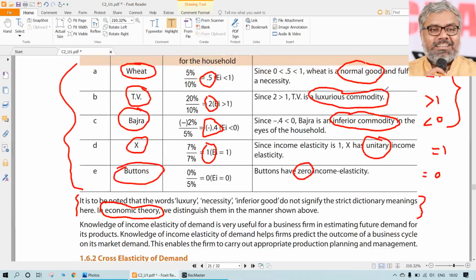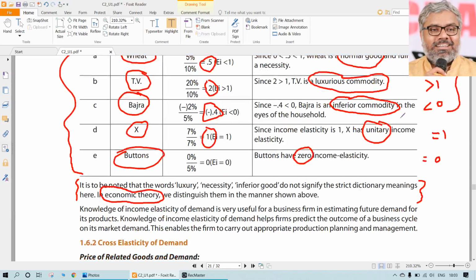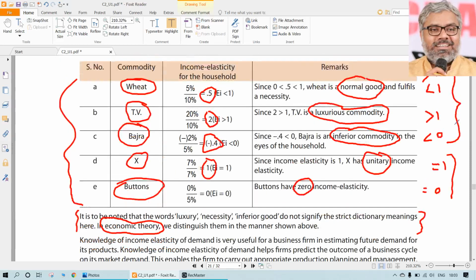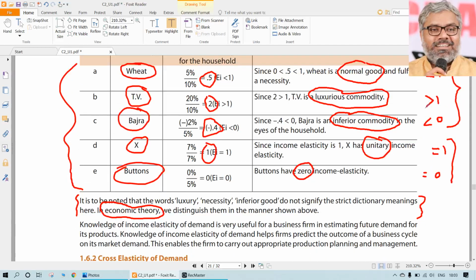When can we call anything a luxury commodity? If the income elasticity is greater than 1. When can we call a commodity an inferior commodity? If the income elasticity is less than 0, which means it is negative. Unitary and 0 are the other two extremes. These two are also there, but those are direct things. But majorly the commodities will be in these 3 categories. Either they are normal goods or luxury commodities or inferior commodities.